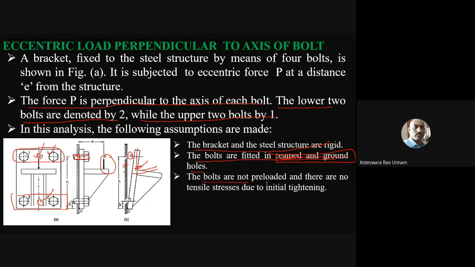The bolts are not preloaded and there are no tensile stresses due to initial tightening. This is also one more assumption. We will assume that these bolts are not preloaded, so there is no preload on the bolts except this load. Before applying this load, there won't be any preload on these bolts. So it is not going to create any tensile stresses because of that. The stress concentration in the threads is neglected. Like already told, with this assumption, you can neglect the stress concentration.